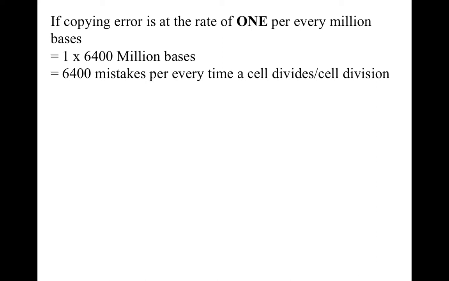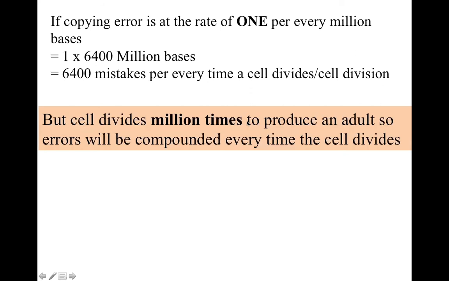This is an example: one mismatch or one error for every million bases. But the cell divides a million times. From the single zygote to an adult human being, the cell must divide millions of times to produce an adult. Because of the several rounds of DNA replication and cell division, the mistakes made by DNA polymerase will be compounded, added every time the cell divides. So the accuracy of DNA replication is very, very important.